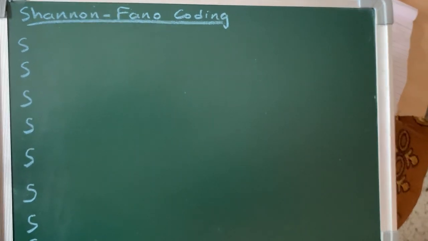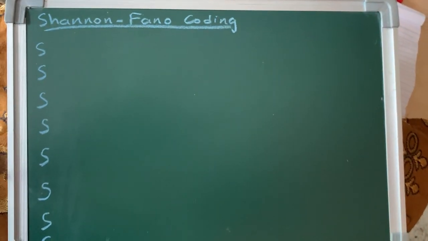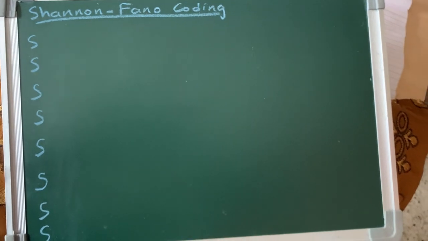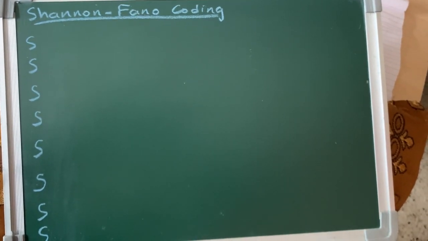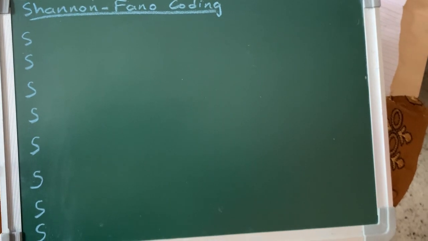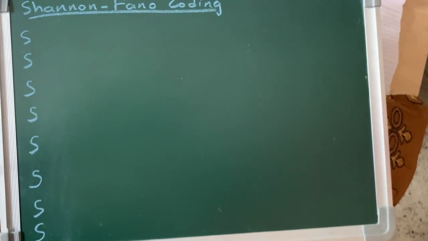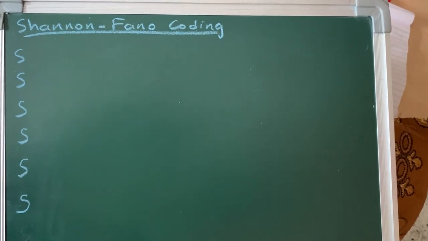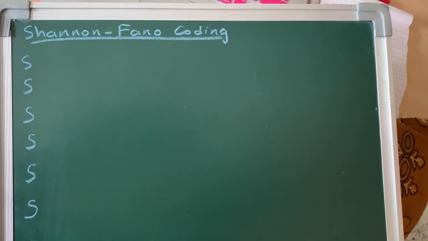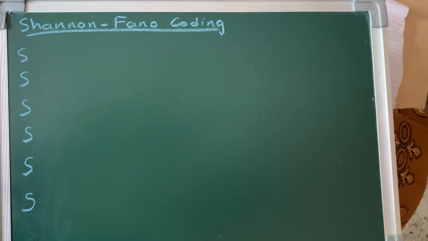Good morning. So today you will find this video on how to do a Shannon Fano coding for the question given in this slide. In this we would find that there are six symbols being given, each with its individual probability. In this process, what we have to do is arrange these symbols in descending order of their probability value.